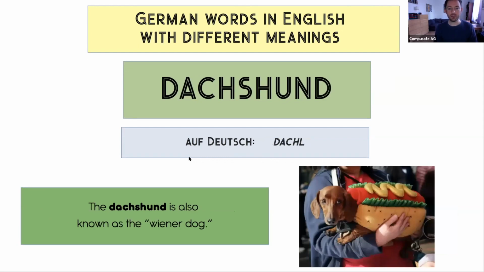Then there's the dog, Dachshund. So that's in the German Dachel, right? The Dachshund is also known as the Wiener dog because it looks like a Wiener hot dog.